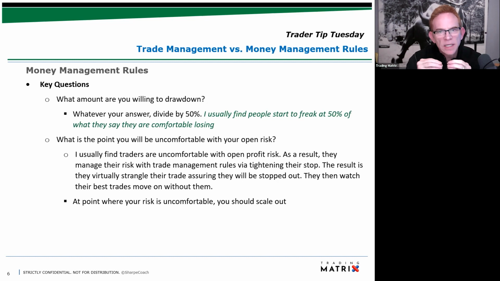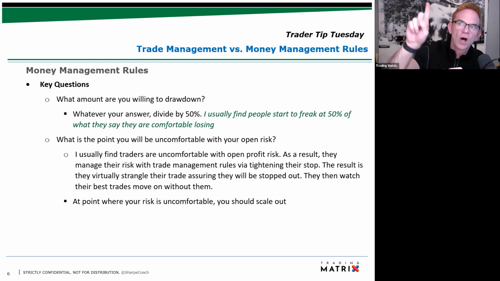But this is the key of what I'm talking about in this lesson, which is that they are using a trade management rule, i.e. a trailing stop, to address a money management issue. I'm scared of giving back my profits. This gets them in tremendous trouble because now what they're doing is they're virtually strangling the trade, assuring that they're going to get stopped out. They get stopped out and then they watch the trade take off without them.